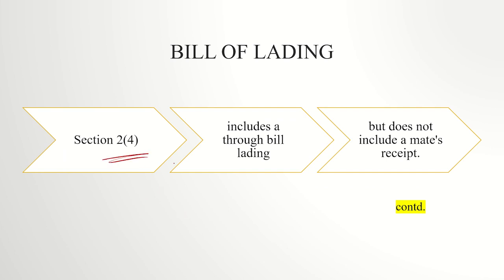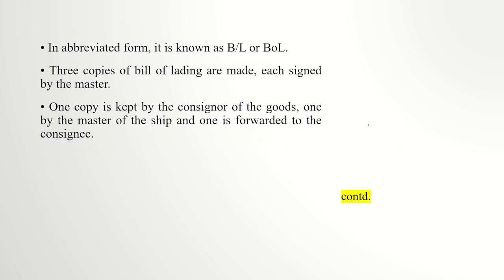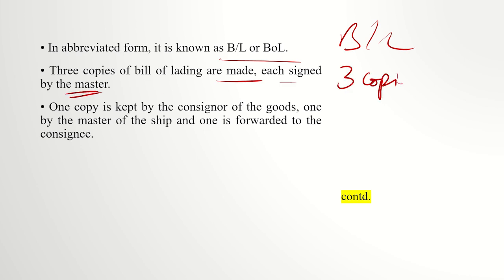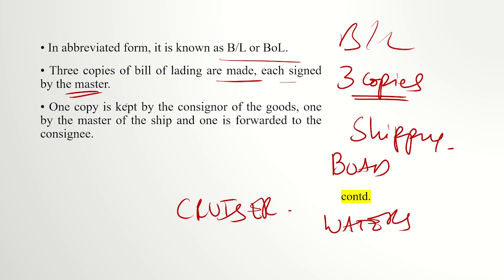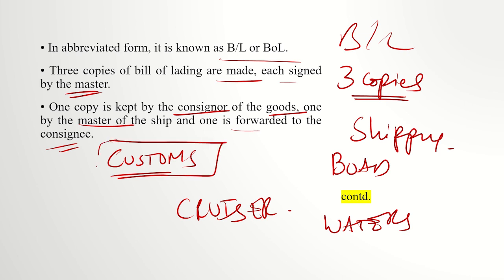Bill of lading, section 2 subsection 4, includes a through bill of lading but does not include a mate's receipt. What is that? We'll try to understand. In abbreviated form we know it as bill of lading or BL. Three copies of the bill of lading are made, each signed by the master. So we have to know there are three copies. This is mainly when we are shipping the products through boat, water, ships, cruisers. At that time we will require all of this. One copy is kept by the consignor of the goods, that is the person who is going to sell, one by the master of the ship, and one is forwarded to the consignee. Today it is not very relevant because most of it we are doing through the Customs Act, but you should know what this procedure is. Even today we should know these concepts very well.